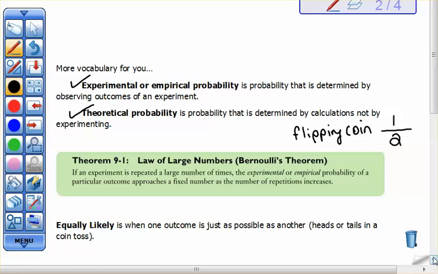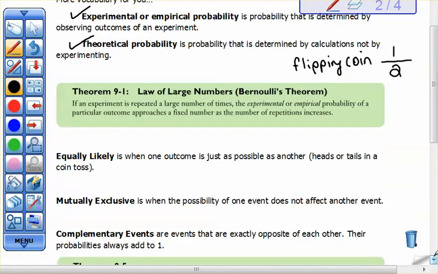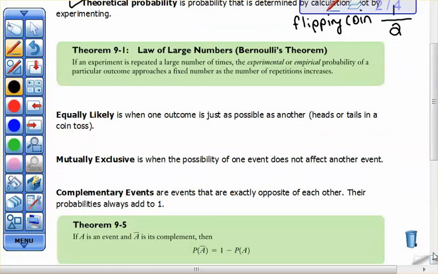Okay, some more vocabulary that we're going to need in this section is equally likely. Equally likely is when an outcome is just as possible as another, for instance, heads or tails if we're tossing that coin. Mutually exclusive is when the possibility of one event does not affect another event. For instance, if I were to flip that coin 5 times, what it landed on the first time doesn't affect what it lands on the second time. That's a completely different event. It's a completely different outcome.